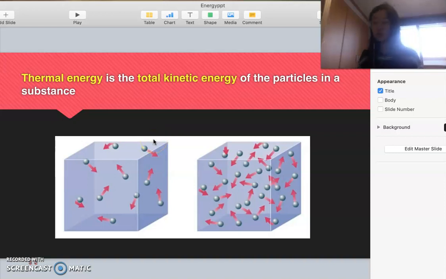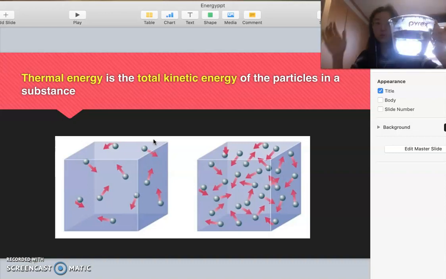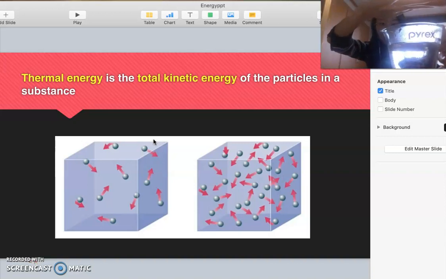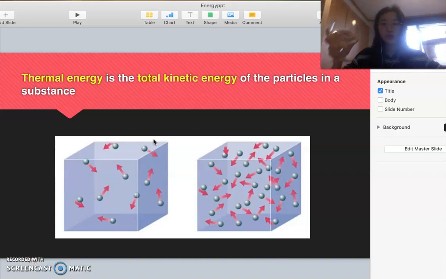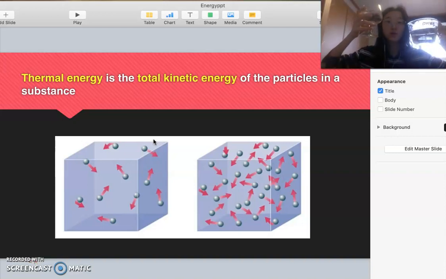So I have these two cups up here. You can't really feel the heat, but this is cold water, okay? Here, I actually heated up some water. I know you can't feel it, but you can kind of see the vapor, right? This is hot water. Which one do you think will have more thermal energy?